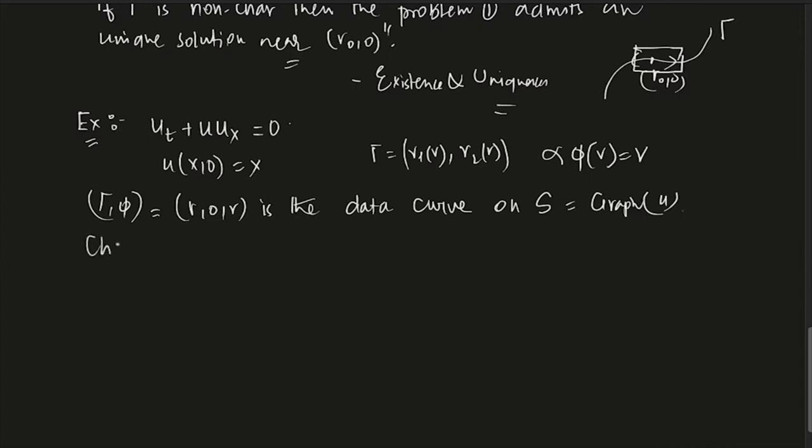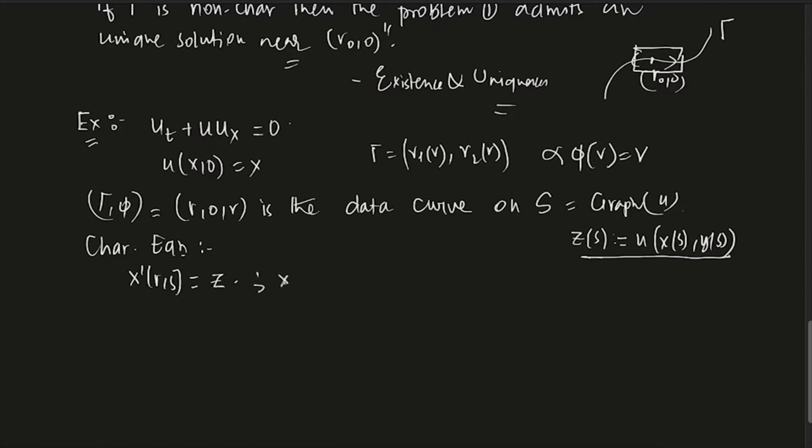So the characteristic equations, what are the characteristic equations? As I told you, this is exactly in that form, and we can use whatever we have been doing up till now. So x prime (r, s), with respect to s, is u, and we will also define z of s to be u of x(s), y(s). Along the curve, whatever the height of u is, that is given by z. So x prime is u, and u is z, right? So this is z. And moreover, x at the point (r, 0), so at the point s equals 0, what is the value? Which is r.